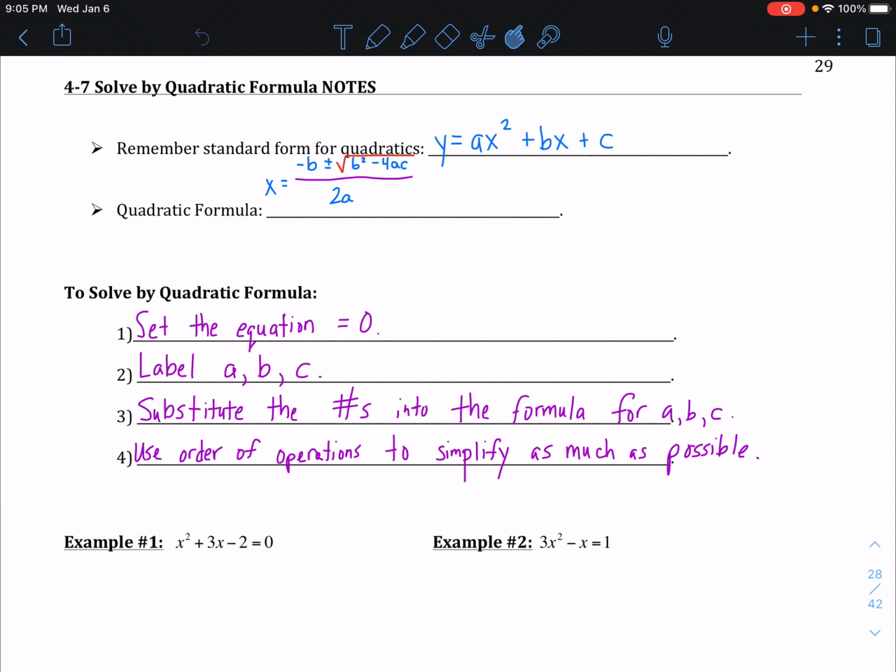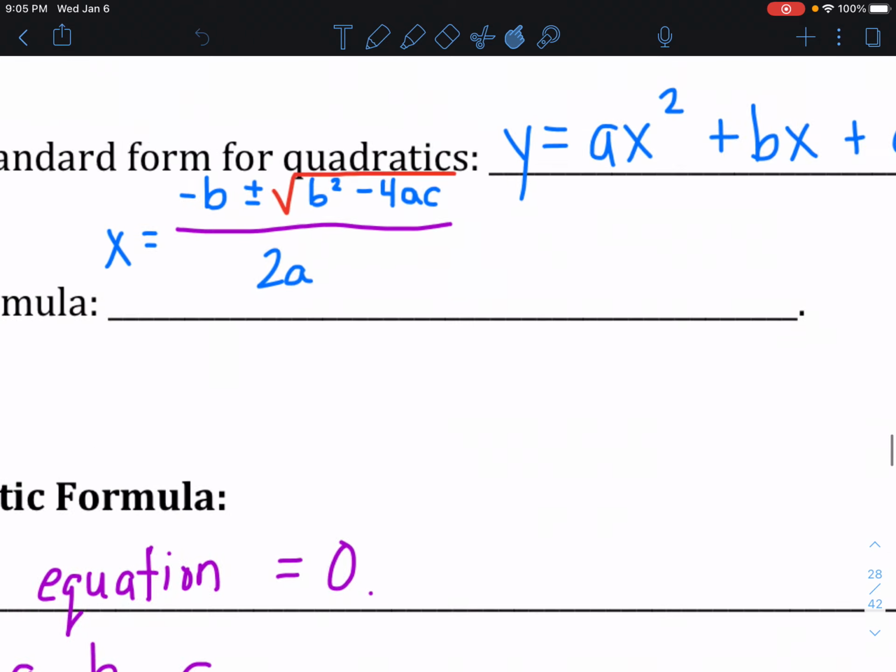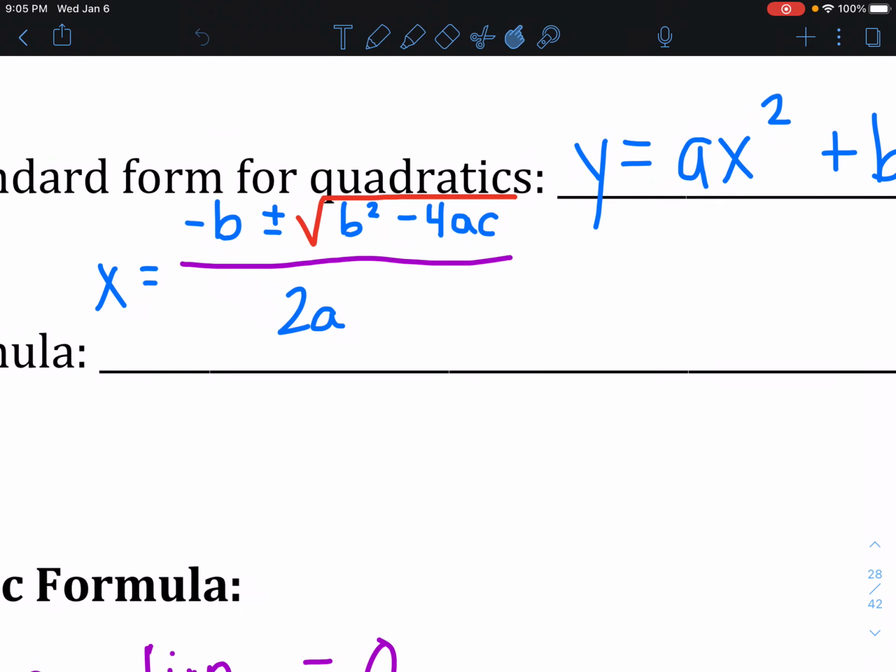So the quadratic formula is best used if you're not able to factor, or if you can't easily notice that you have the square root method. So here's the formula. You should try to commit this to memory. It's negative b, then a plus minus to represent two answers, then a big square root, and within the square root, you do b squared minus 4 times a times c, and then all in a big fraction where you finally divide by 2a.